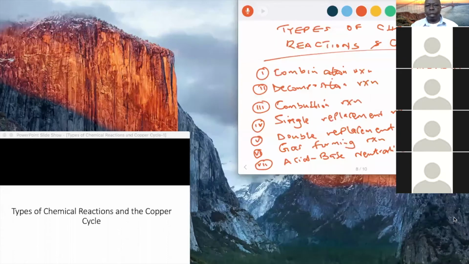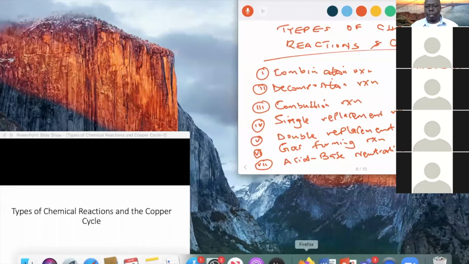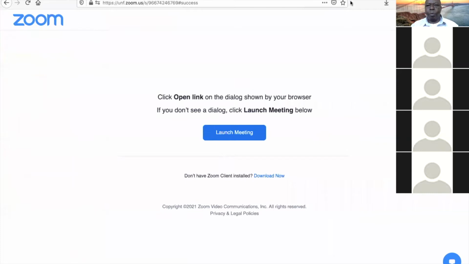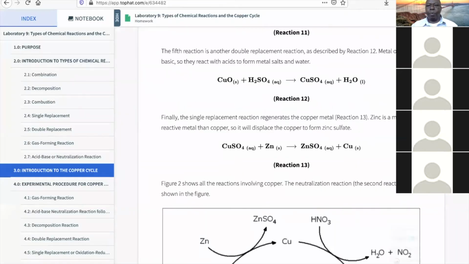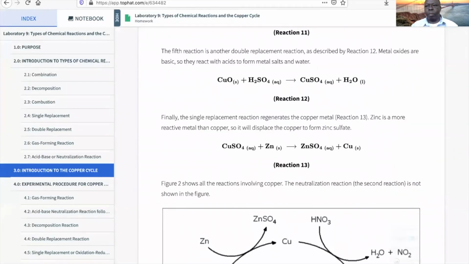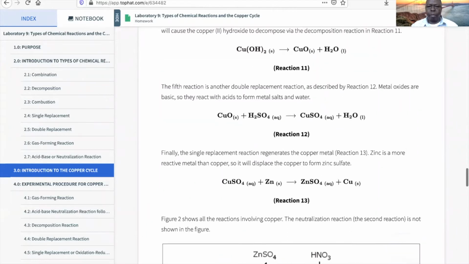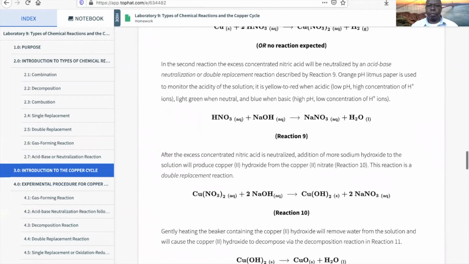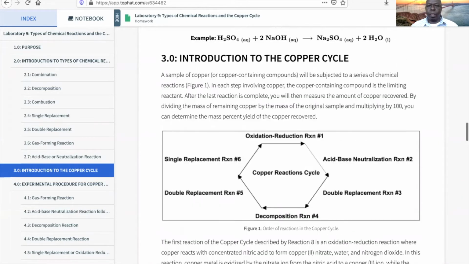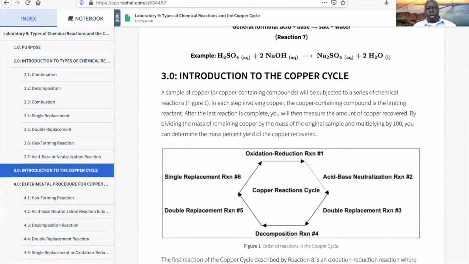You will need to read the background in TopHat before you attempt to complete the data sheet. This is experiment number 9 in the lab manual at TopHat, all right? Types of chemical reaction and copper cycle. These are not the only types of reaction. There will be a series of chemical reactions.